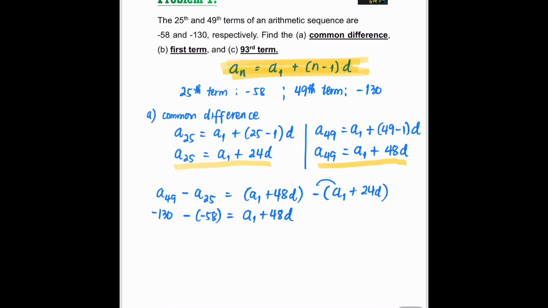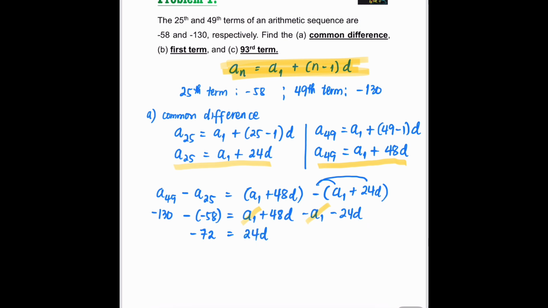negative times a sub 1 is negative a sub 1. Negative times 24d is negative 24d. Then you can see that a sub 1 will be cancelled out. A sub 1 minus a sub 1 is 0. And we need to simplify whatever is left. So negative 130 minus negative 58 will become plus 58. So technically it will be negative 130 plus 58, which is negative 72. And from here, you can see positive 48d minus 24d is 24d.